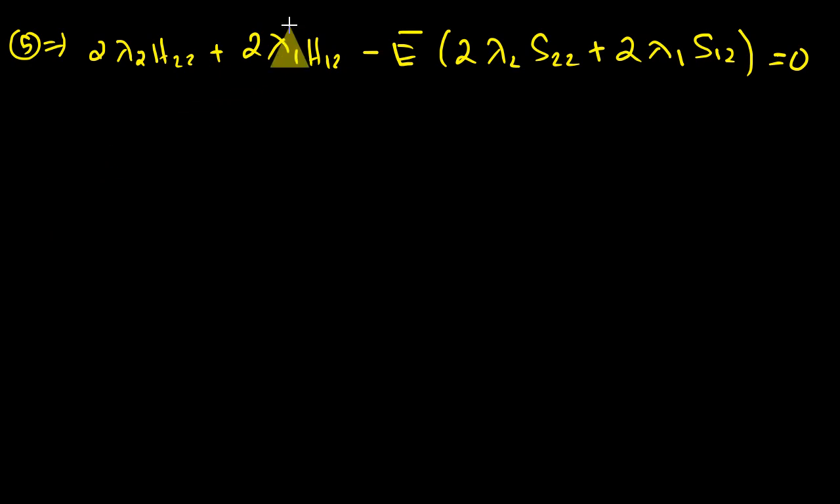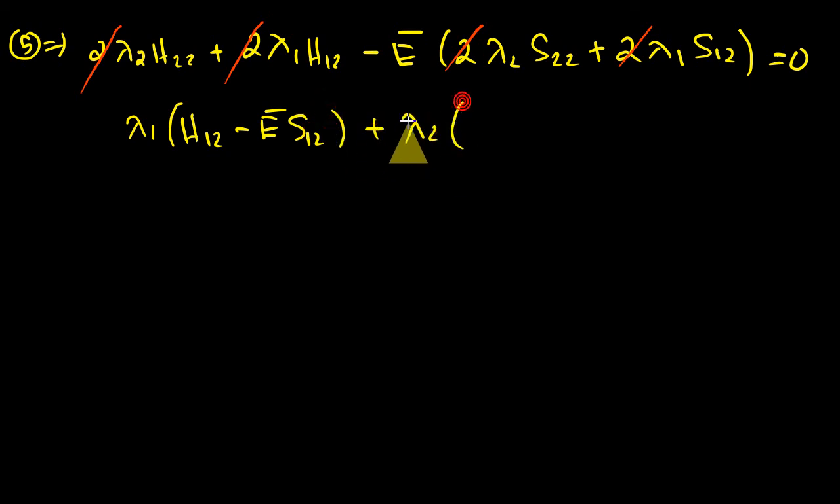Here also we can cancel 2 from all the terms, because if you divide both the RHS and LHS by 2, the equation will remain an equation. So we can write it like λ1, which is a common factor, into H12 minus E bar S12, plus λ2 into H22 minus E bar S22, that is equal to 0.